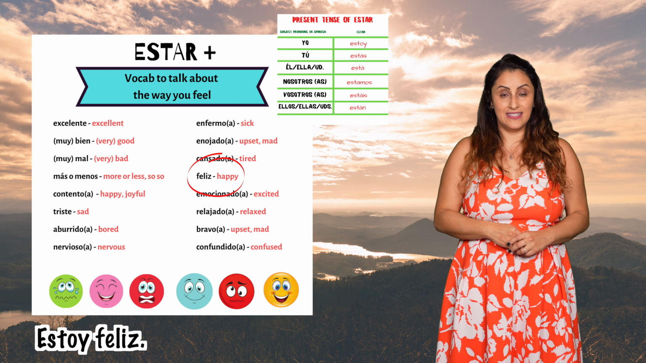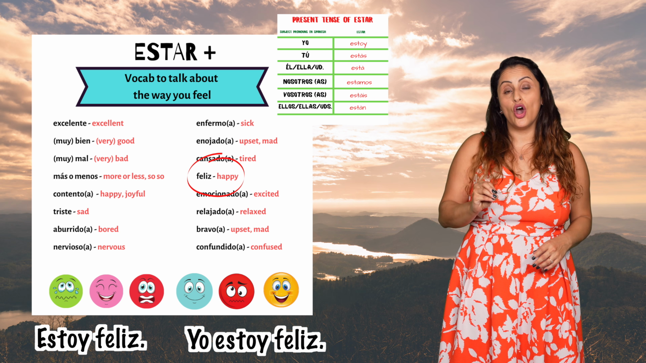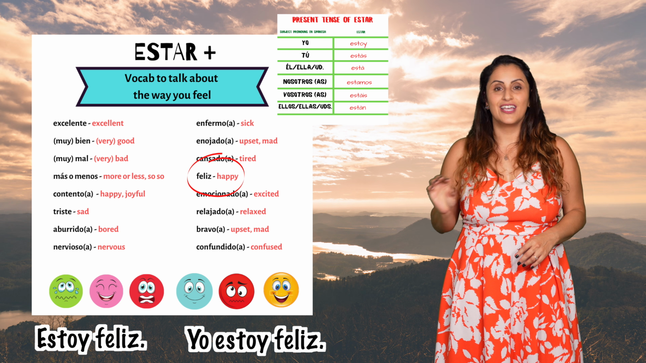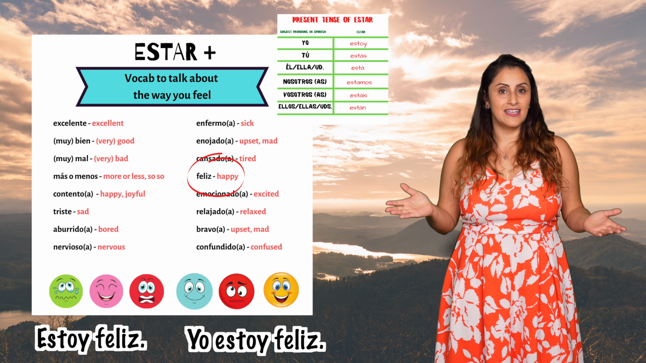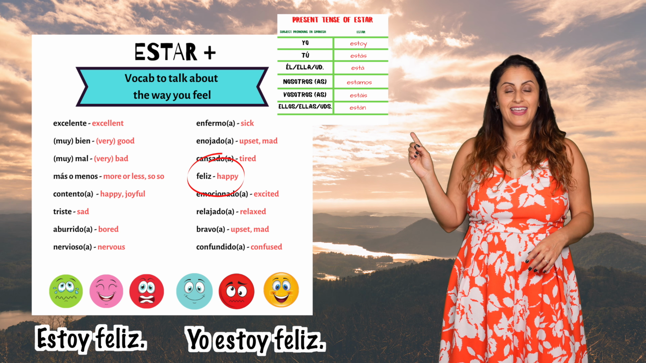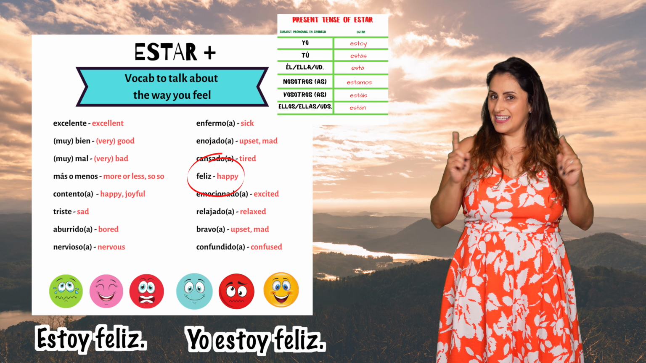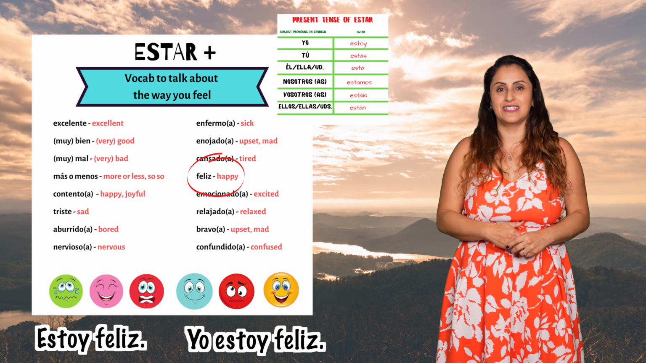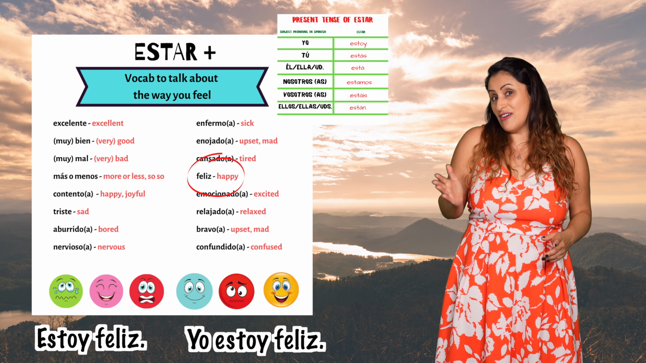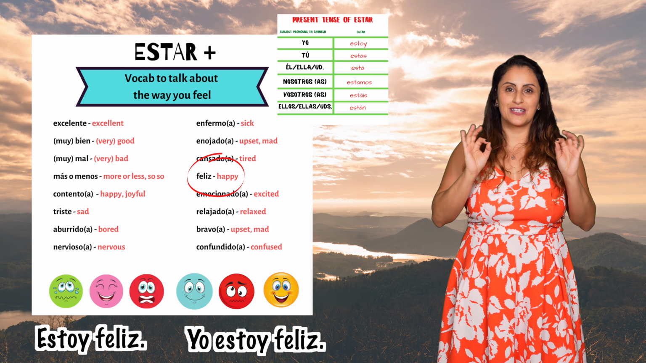Estoy feliz. You could also use the subject pronoun and you could say, yo estoy feliz. You don't have to use that subject pronoun because estoy is only used for yo. But it depends on the speaker and it depends on how much emphasis you want to add, whether you use it. However, estoy feliz or yo estoy feliz works perfectly.